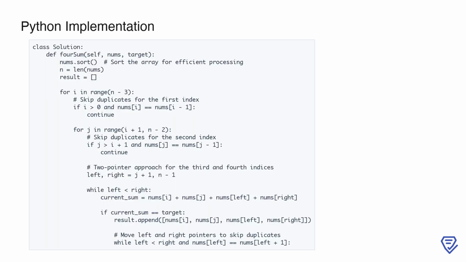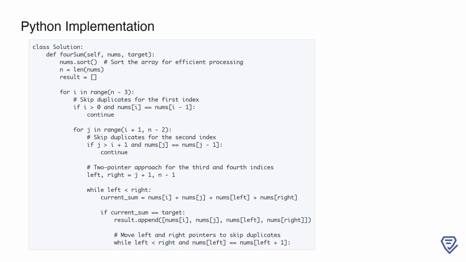Here, we start by defining a class named Solution with a method fourSum that takes 2 parameters, nums, which is the input list of integers, and target, the target sum we want to achieve. The first step is to sort the nums array, as this will help us efficiently handle duplicates and implement the two-pointer approach later. We also initialize n to store the length of the array and an empty list called result to store our final quadruplets.